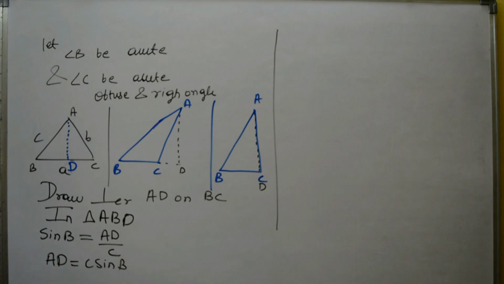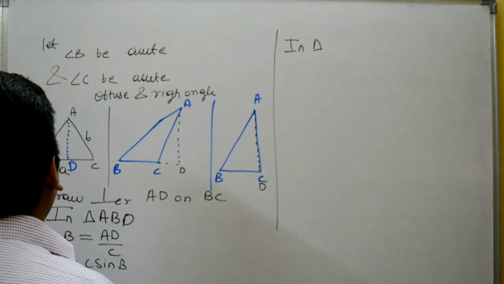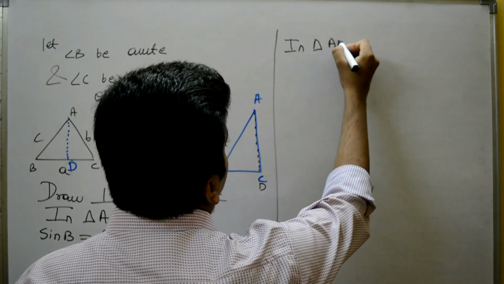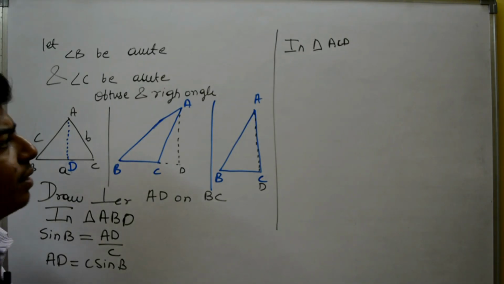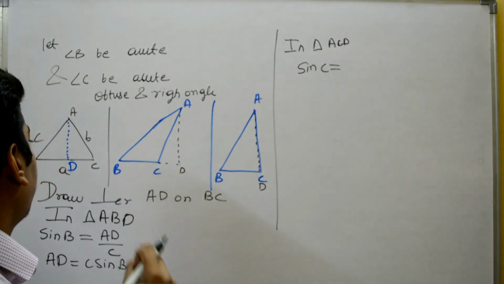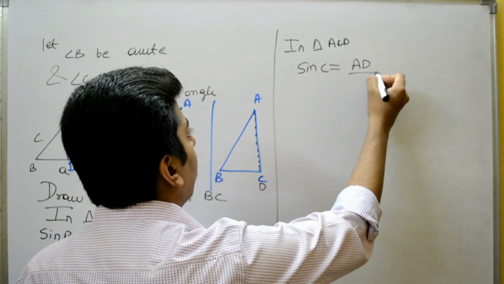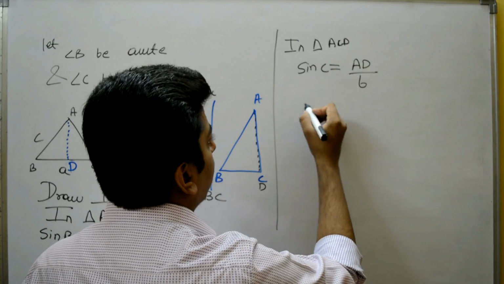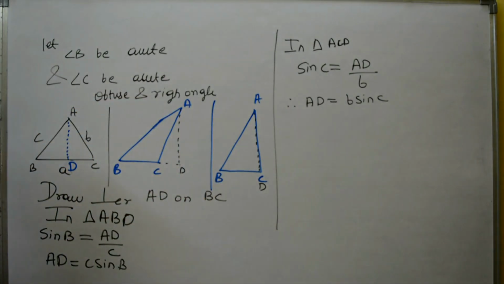So now in triangle ACD, sine C is equal to opposite upon hypotenuse, that is AD upon hypotenuse B. Therefore AD is equal to B sine C.